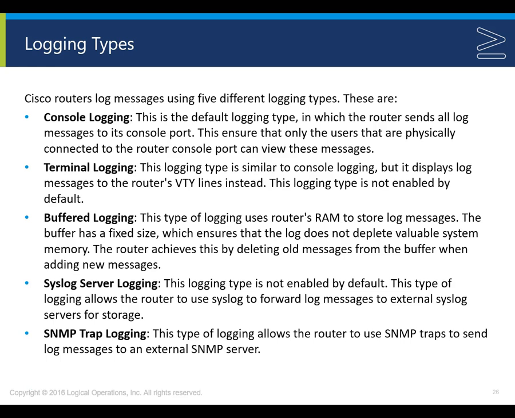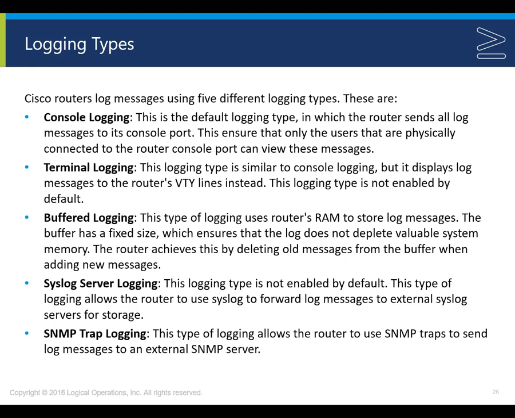Console logging is the default. The messages come to the console. Terminal logging would be like a telnet; we have a terminal connection. And the VTY, virtual terminal connection, is not on by default. You have to turn it on in order to see messages with the remote connection. Buffered logging uses a buffer in RAM of fixed size, so that you don't fill the RAM up with logging information. Syslog we've looked at configuring, and SNMP trap logging allows the router to use SNMP traps to send log messages to the SNMP server.